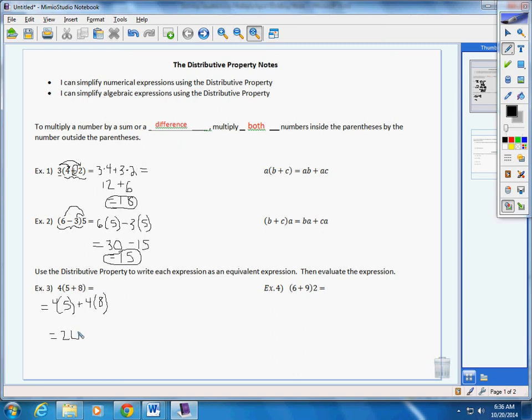So 4 times 5 is 20, because now we're going to evaluate. 4 times 8 is 32. And your final answer better be 52.